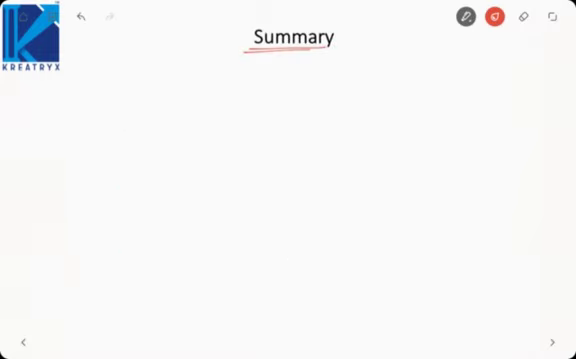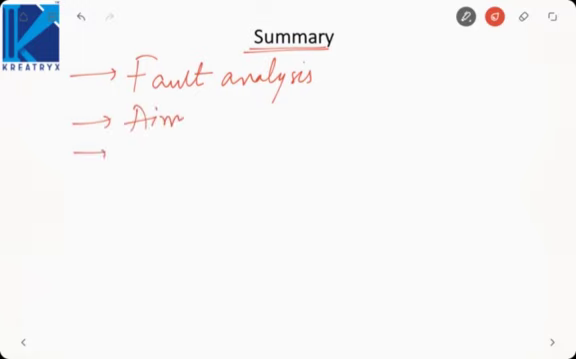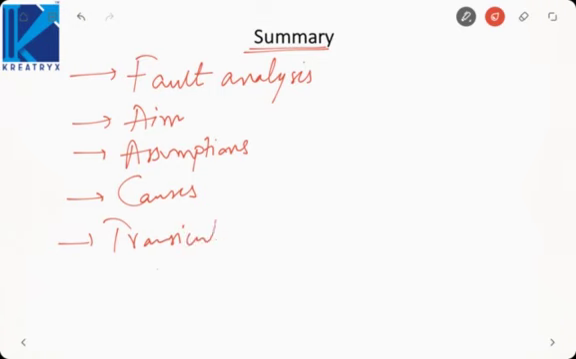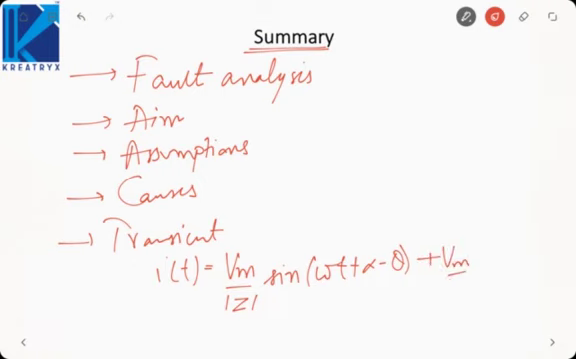So let us summarize what we covered in this lecture. We first saw what is the scope of fault analysis. Then we saw what is the aim of fault analysis. What are the assumptions behind fault analysis? What are the causes of fault? Then we saw the transient, in which we derived current equation as Vm by mod Z sin(omega t plus alpha minus theta) plus Vm by mod Z sin(theta minus alpha) e raised power minus t by tau.